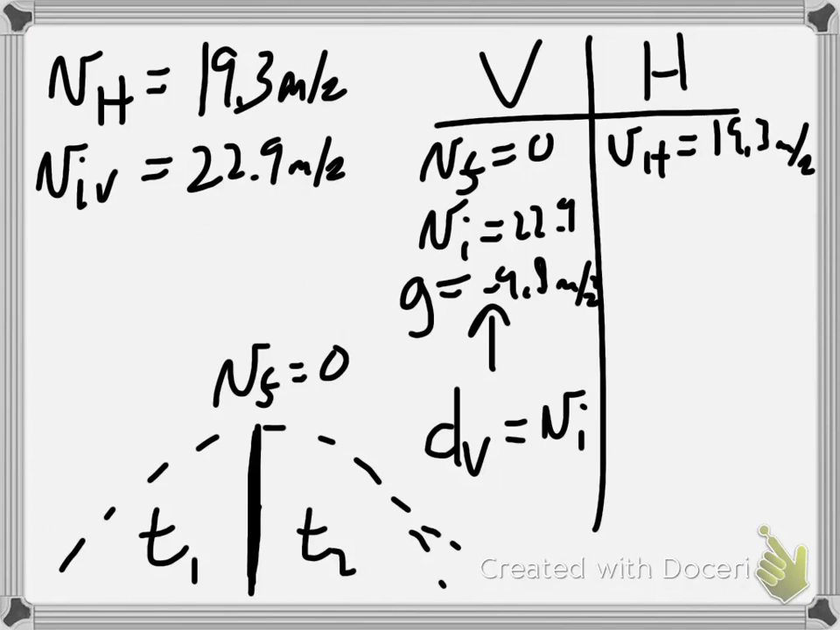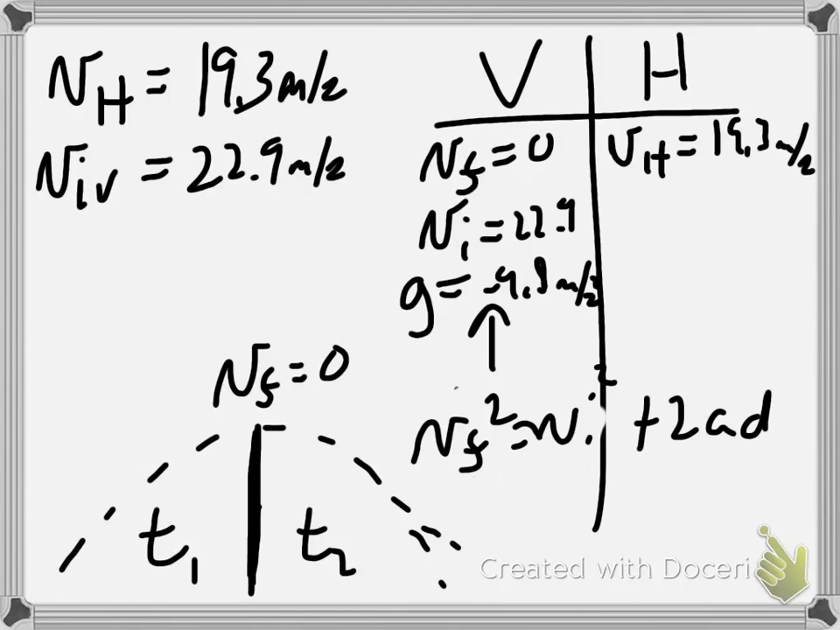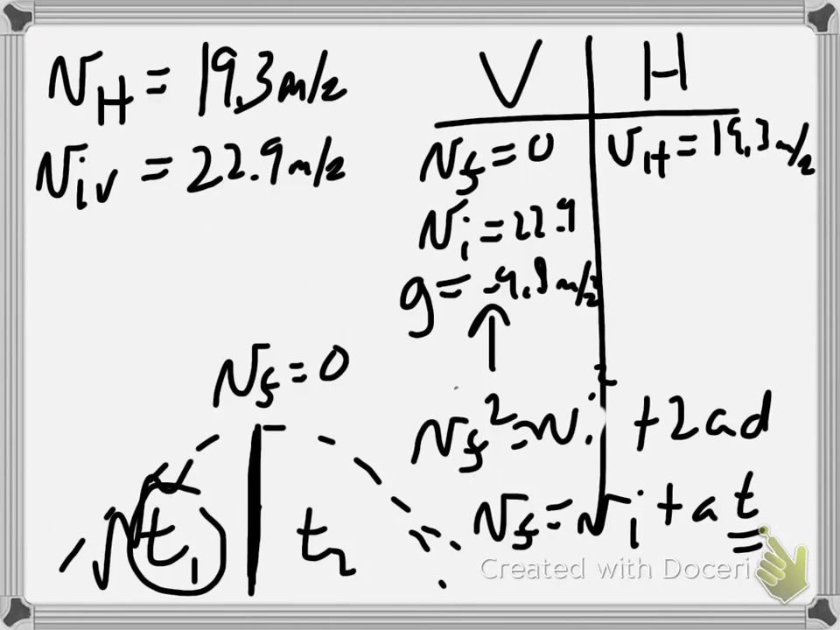So based on these vertical values, we can solve for the vertical distance using VIT. Oops, we don't have the time. We can't use that one. I'm sorry. We can use VF squared equals VI squared plus 2AD and solve for that vertical distance, the maximum height it achieves. Make sure you just use the vertical velocities. We can solve for the amount of time it's in the air. VF equals VI plus AT. If we solve for that time here, that tells us the time to get to that halfway point. If we double that, that gives us the whole time back to the ground.